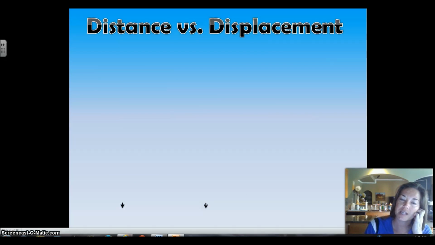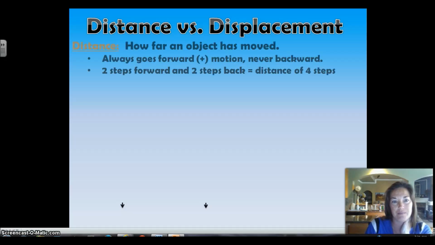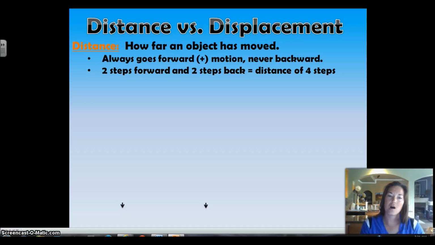Now, there are two words that I want you to be able to distinguish between, and that is distance versus displacement. Distance is how far an object has moved. And distance always goes forward. There's always positive motion. Distance never goes backwards. For example, if you took 2 steps forward away from your reference point and then 2 steps back towards your reference point, your distance was 4 steps.